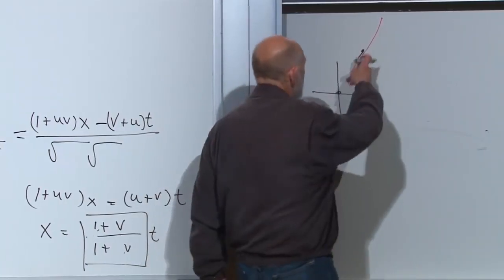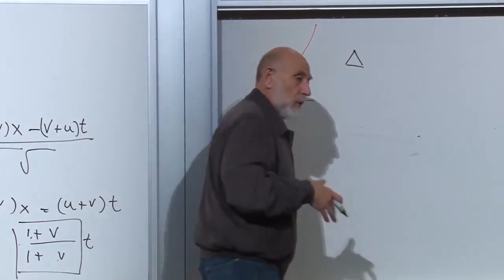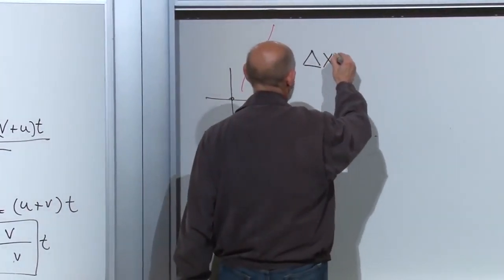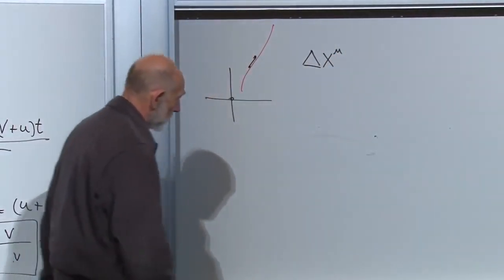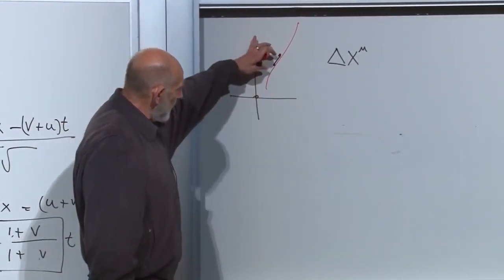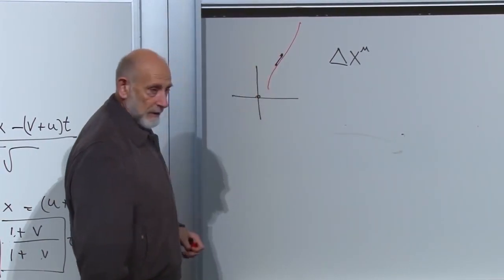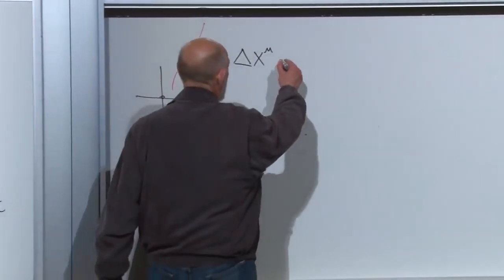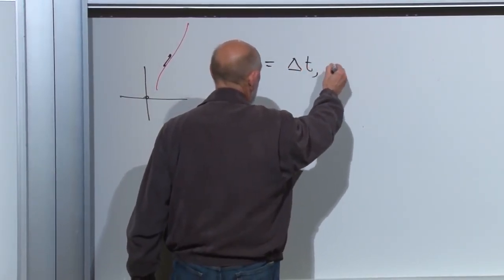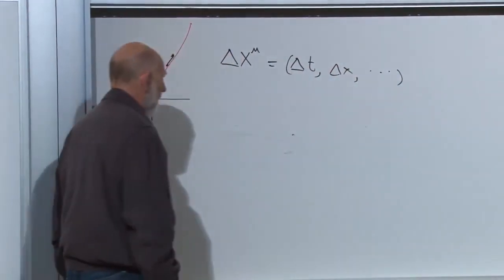So this differential element here, or not quite differential yet, some discrete distance, corresponds to a dx mu, or delta x mu. Delta x mu means the change in the coordinates, the change in the four coordinates in going from the tail of the vector to the beginning of the vector, and it's composed of delta t and delta x, delta y, and delta z.